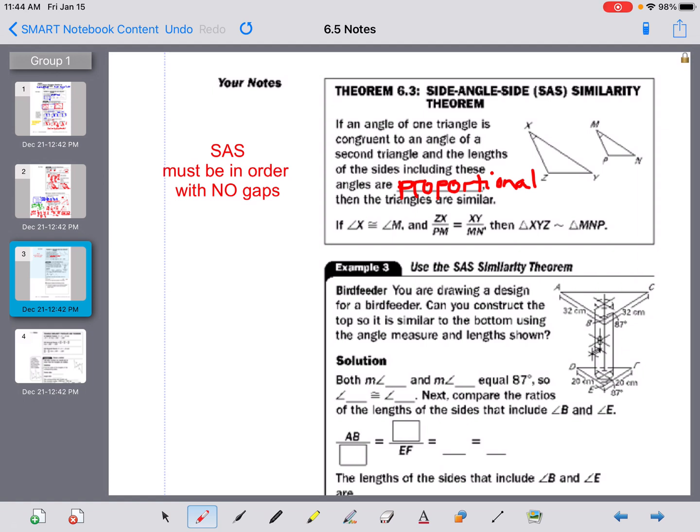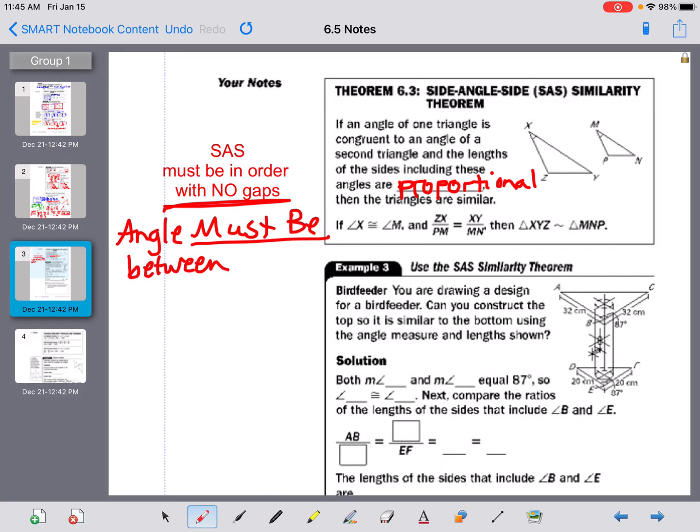So this is saying I need one set of angles congruent, and then I can just do 2 sets of sides. But it's so important that it's side angle side, must be in order with no gap. So the angle must be, and this is so important, must be between the sides. If you have a different angle and it's not between the sides, it doesn't do you any good. Okay? All right.